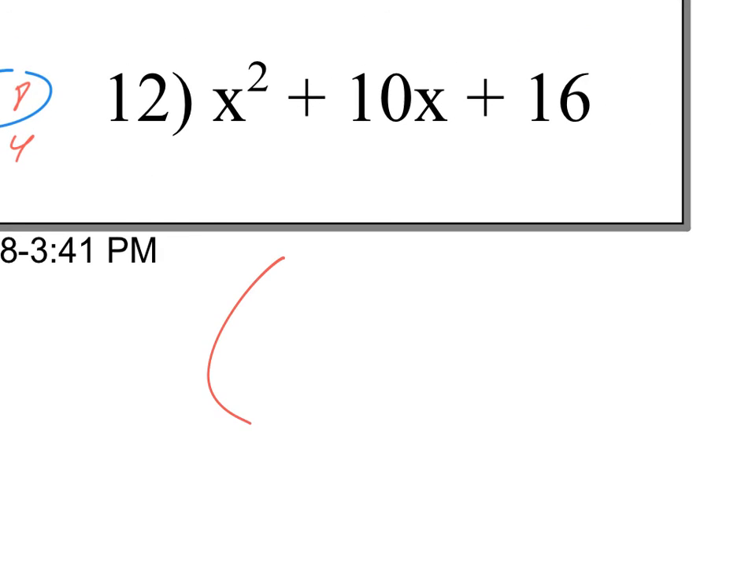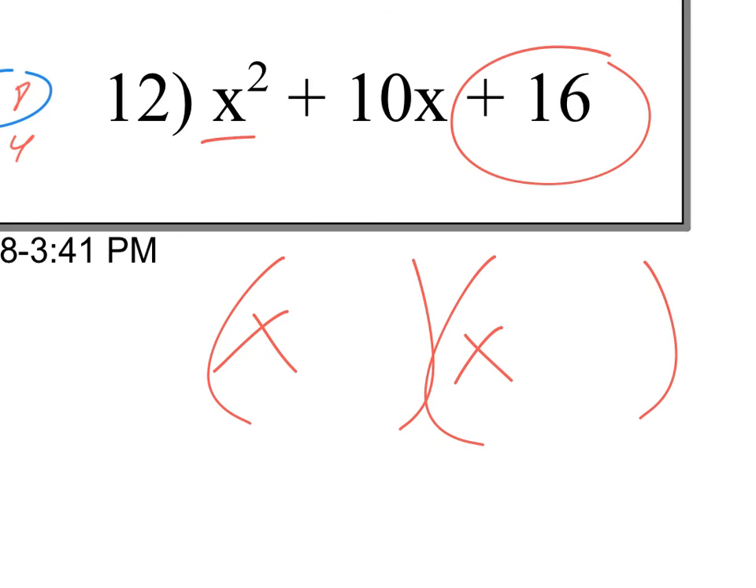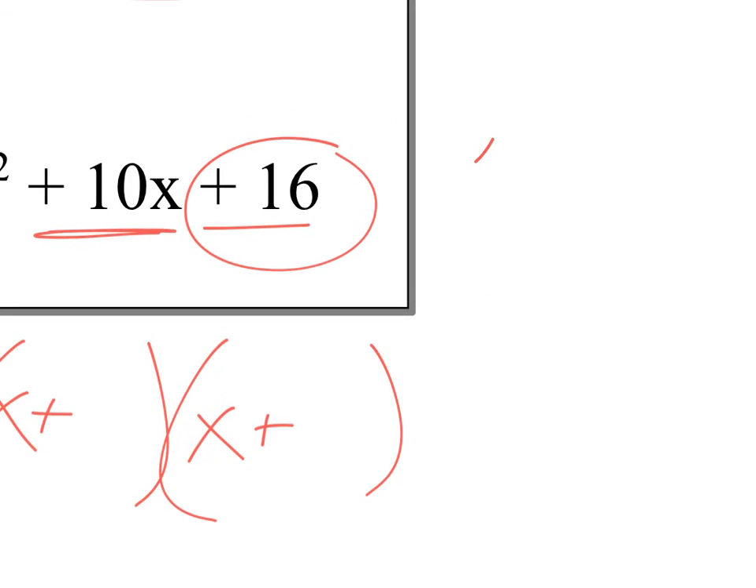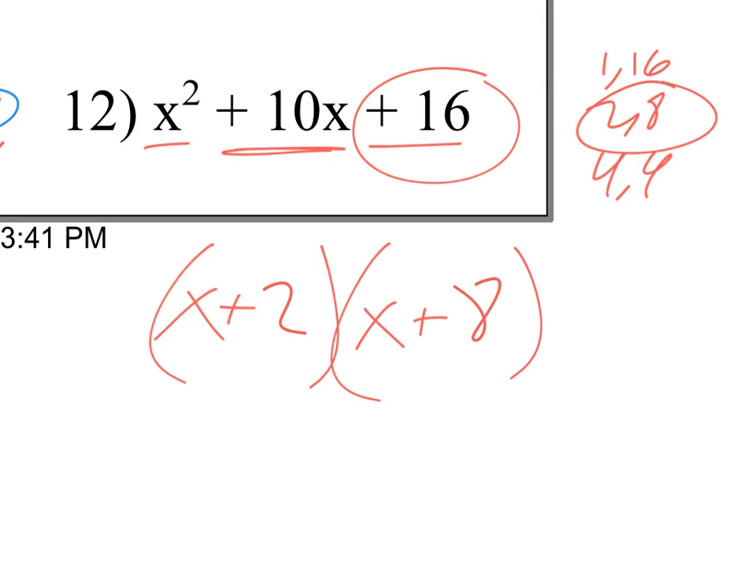And the last one, I got my two binomials. x squared, so I got x and x, positive 16 for this one. So my signs are going to be the same, and since they're going to be the same and they're adding to a positive 10, that tells me right there they're both going to be pluses. 1 and 16 for my combination, or 2 and 8, or 4 and 4. Oh, looks like 2 and 8 will add together to give me 10. So x plus 2 and x plus 8.